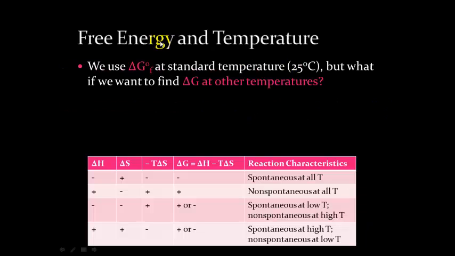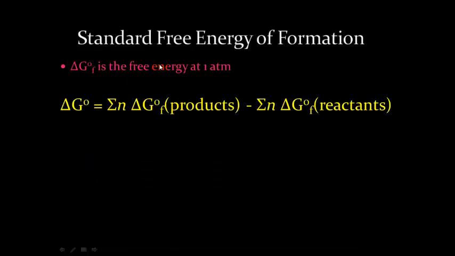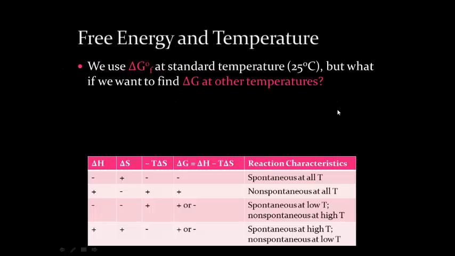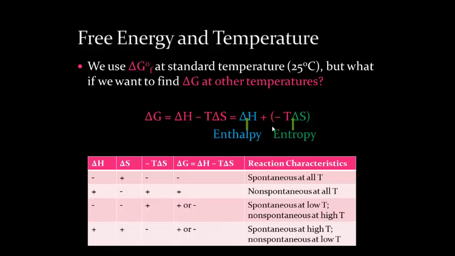Now, delta G depends a lot on temperature. Using this equation we can only find the delta G at 25 degrees Celsius. But if we want to find delta G at other temperatures, that's when we need to use our delta G equals delta H minus T delta S formula. So this takes into account both the enthalpy and the entropy.